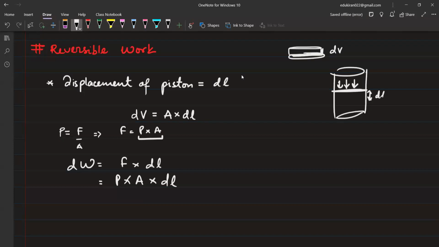Work is equal to force into displacement. So dW, that means small work done, will be equal to pressure into area into dl. And area into dl is nothing but dV, small change in the volume. And this will be dW. And in order to keep the signs appropriate, we will put a negative sign. Minus P external dV is equal to dW.